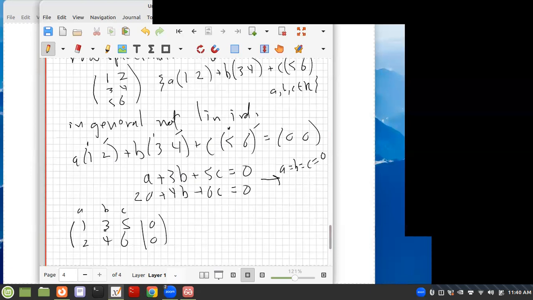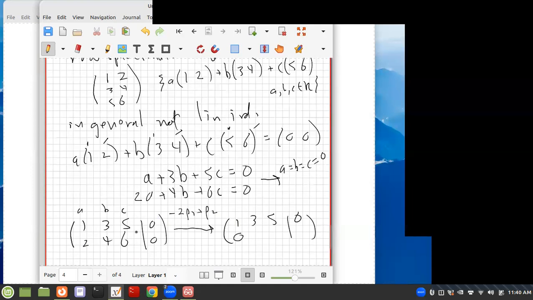But if we go and do Gauss's method here, solve this system, let's see what Gauss's method does. Well, to get echelon form, -2 row 1 plus row 2 is going to give me 1, 3, 5, 0, and then 0, 0, 0.